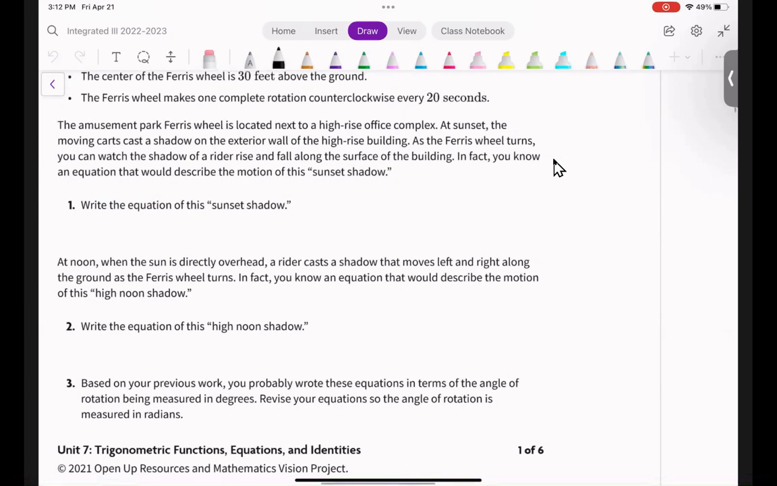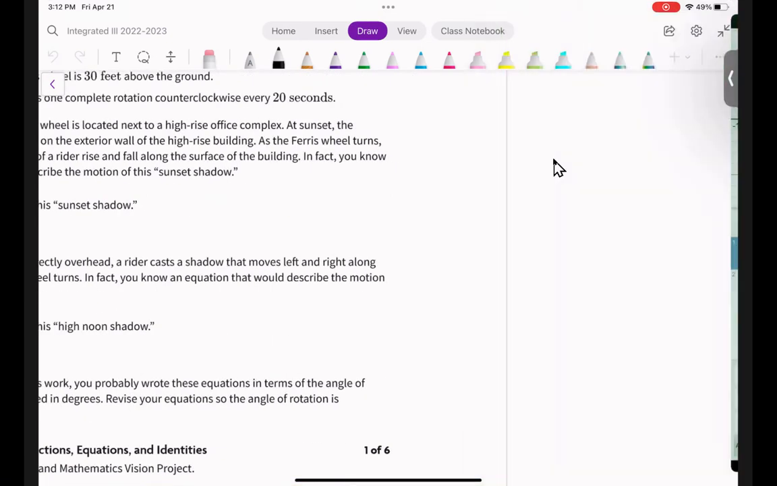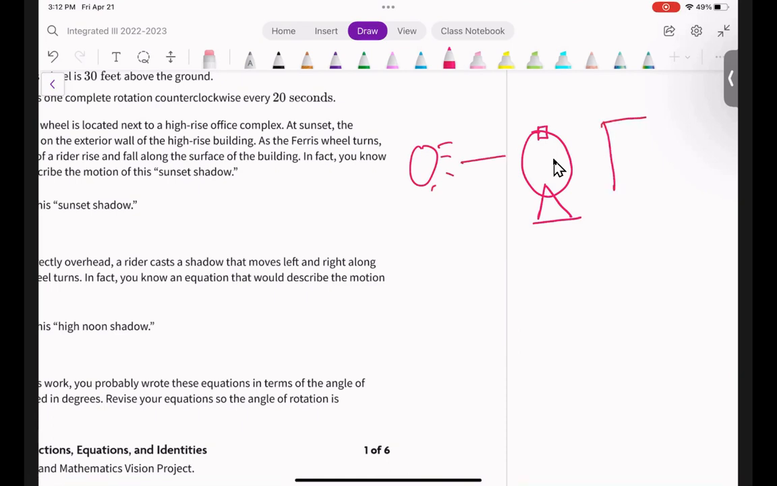So if you're confused, just think about, here's the Ferris wheel, right? Don't look at all of the riders, just look at one particular rider. And because it's sunset, maybe the sun is right here, and it's casting a shadow against this building. You guys are like, man, Miss Johnson, that sun is really close. Just ignore how close I've drawn it and just pretend, okay?